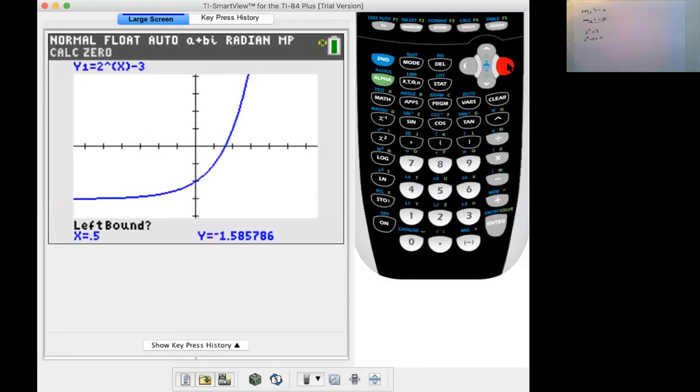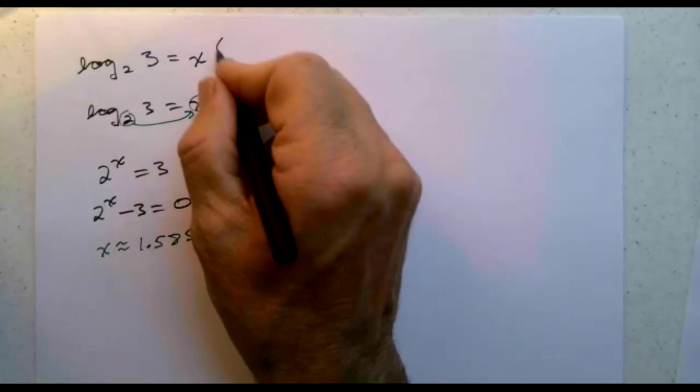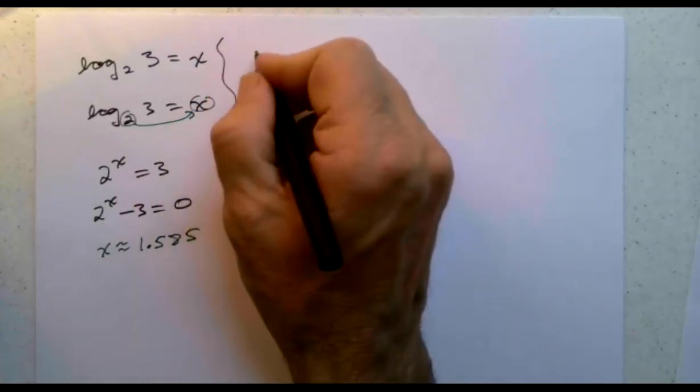And then again, we recognize there's the left bound to the left of the intersection point. There's the right bound, guess, and we get about 1.585. Now that's just one way to think about it. There's a couple other ways we could have thought about that. So that was solving it with the graphing calculator.